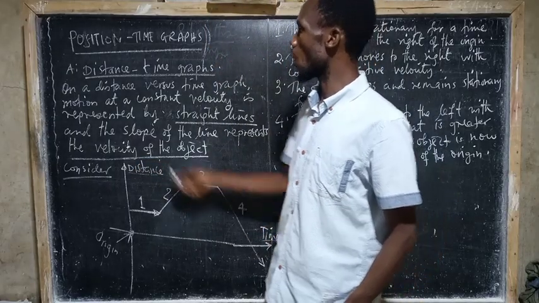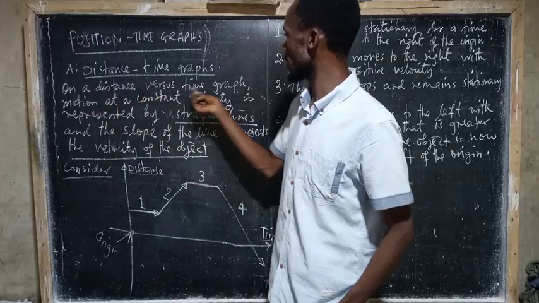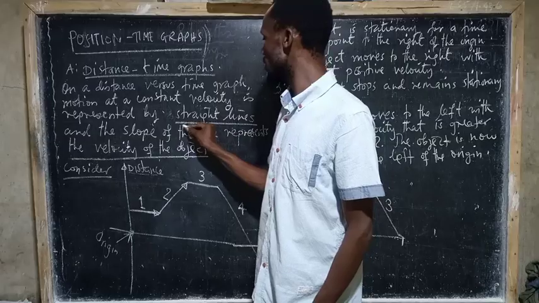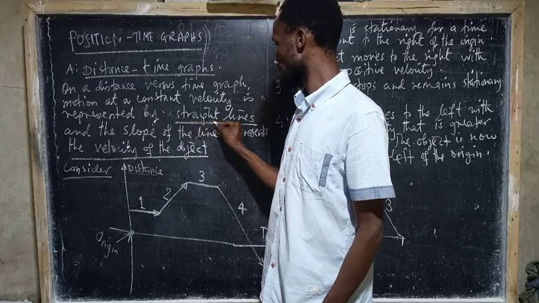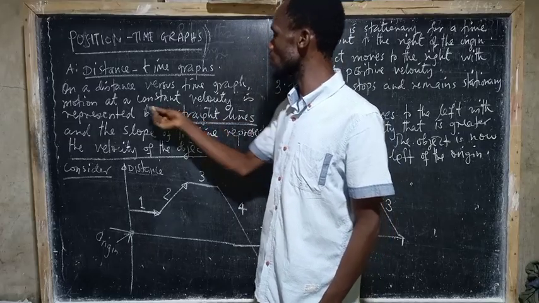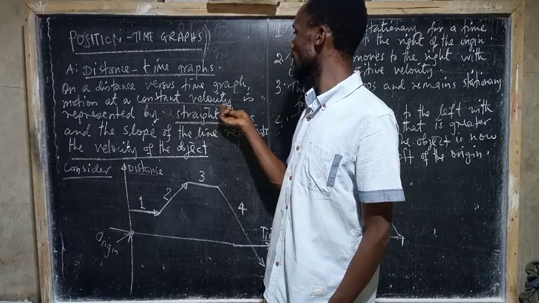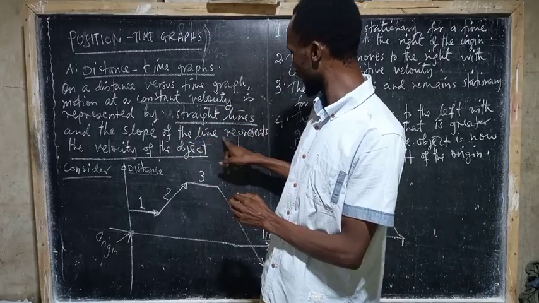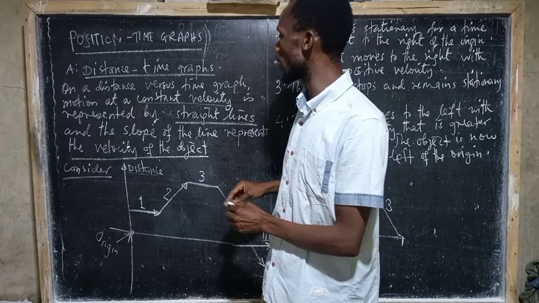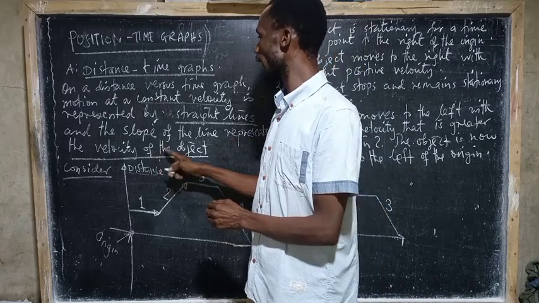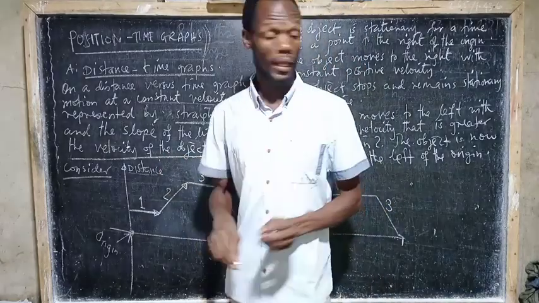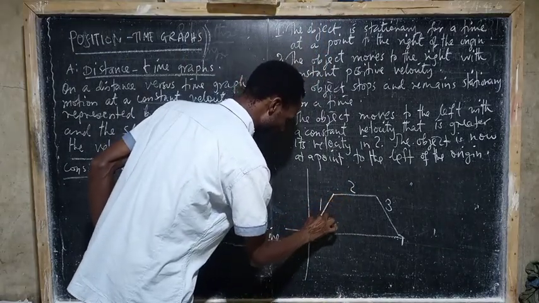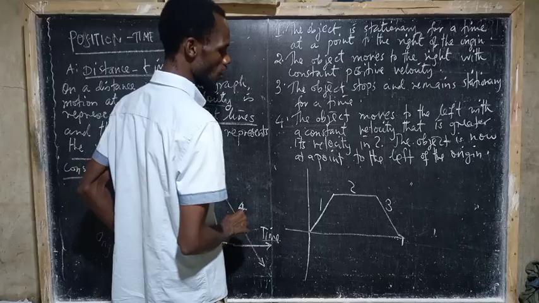On a distance versus time graph, motion at constant velocity is represented by a straight line. And the slope of the line represents the velocity of the object. Example, this is a line, and it consists of a slope.